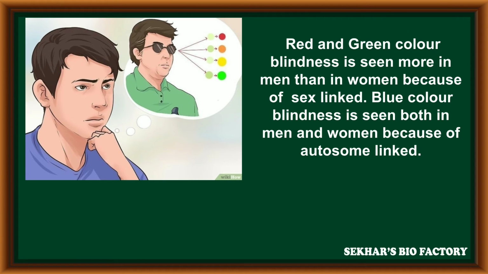The red and green color blindness is seen more in men or males than women because of sex linked inheritance. But blue color blindness can be seen in both male and female because this gene is linked to autosomes.